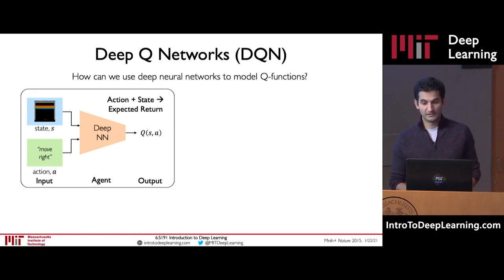So we can now see that if we know the Q function, then we can directly use it to determine what is the best action that we should take at any moment in time or any state in our environment.